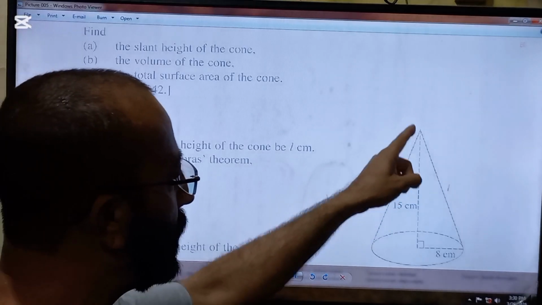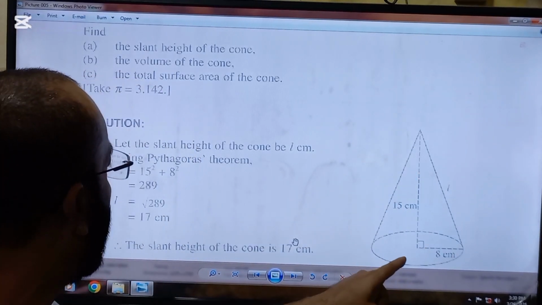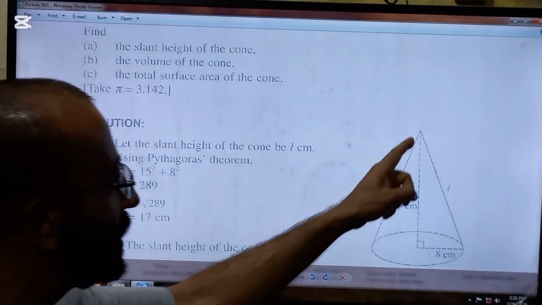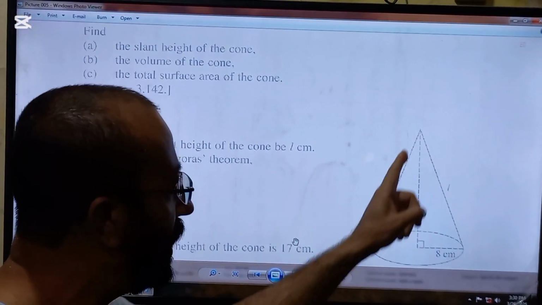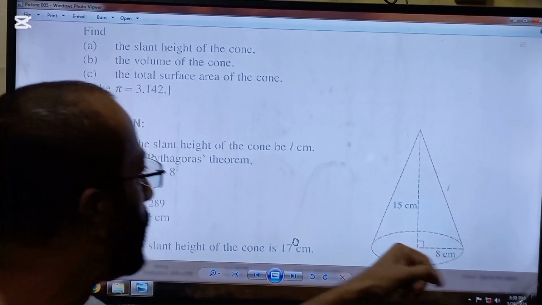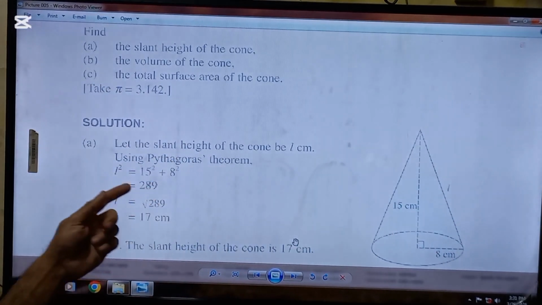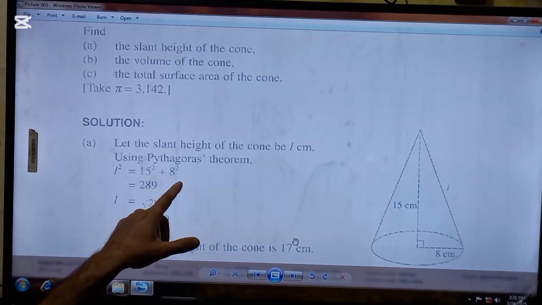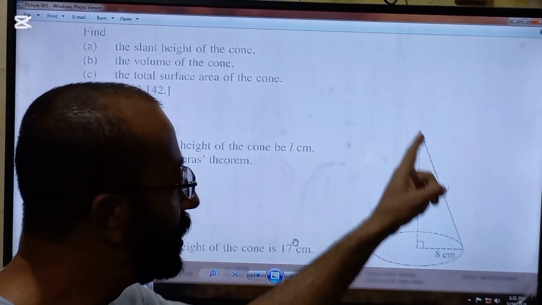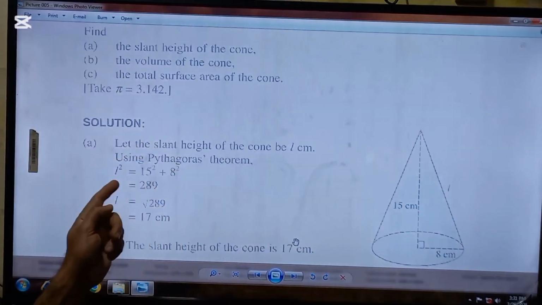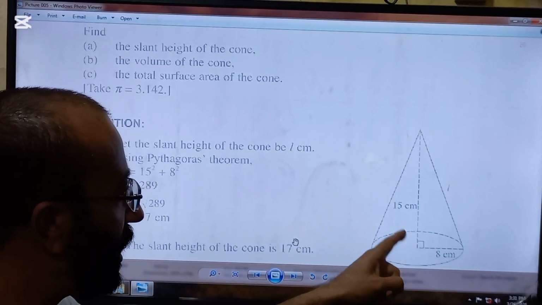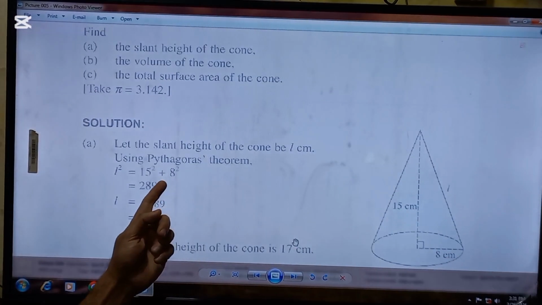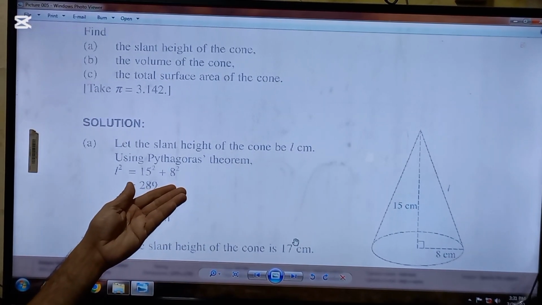If you look at the triangle, this is a right angle triangle, and in any right angle triangle, Pythagoras theorem can be applied because two sides are given and this side is missing. Pythagoras theorem: hypotenuse square is equal to perpendicular square plus base square. So L square is equal to 15 square plus 8 square. Now you will solve these values on the calculator.